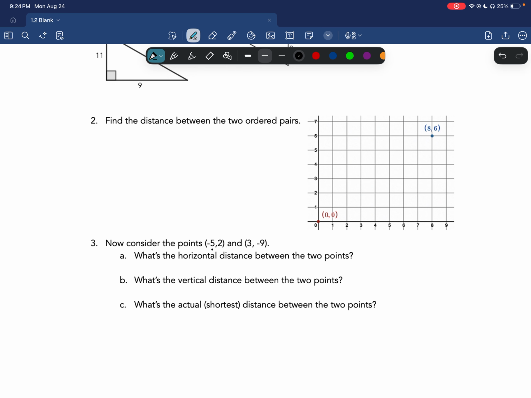So we're thinking, how do I go from -5 to 3 for horizontal? How do I go from 2 to -9 for vertical? And then this one, you can either use the Pythagorean theorem or you can use the distance formula, okay? That is it. When you get done with this, check your understanding. You can go get a homework paper and start working on that for the rest of class.